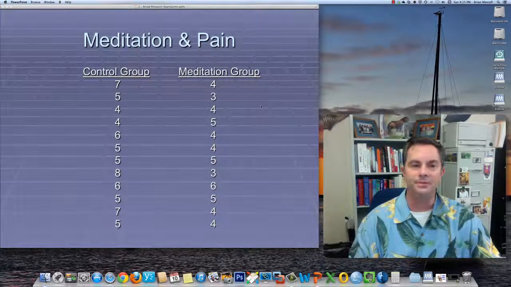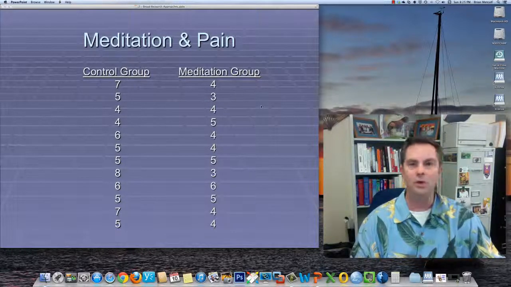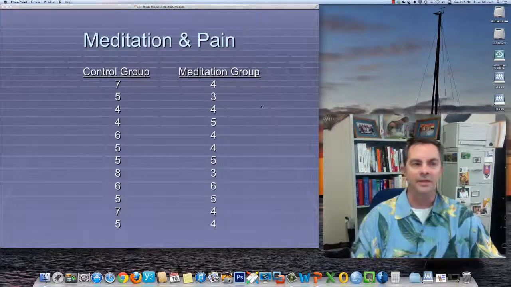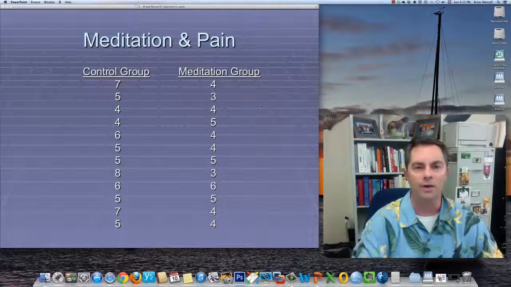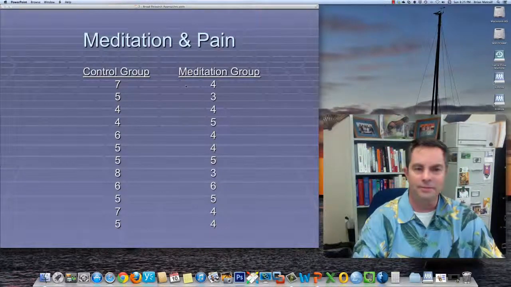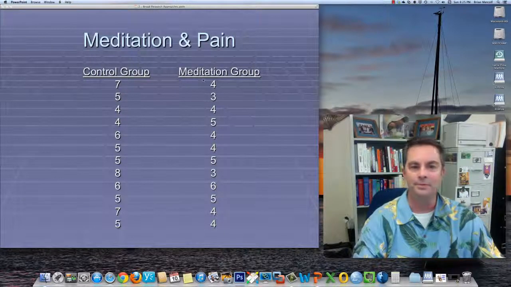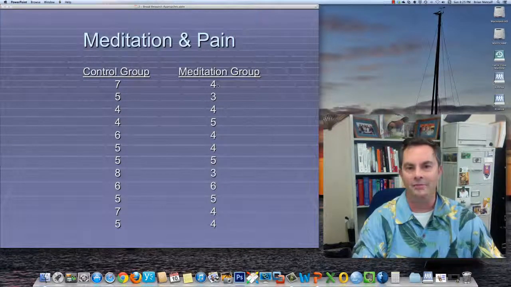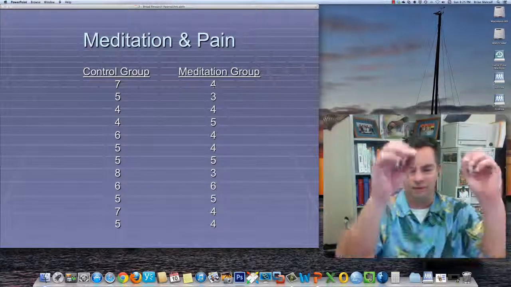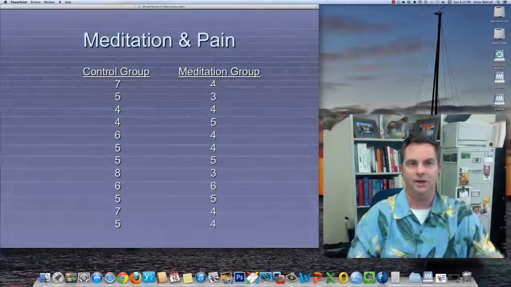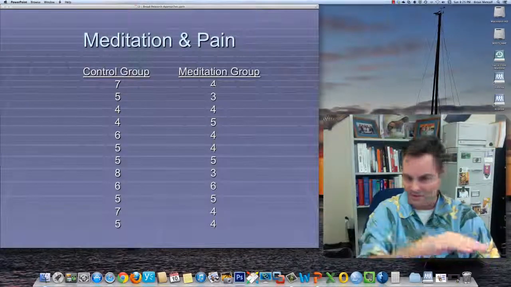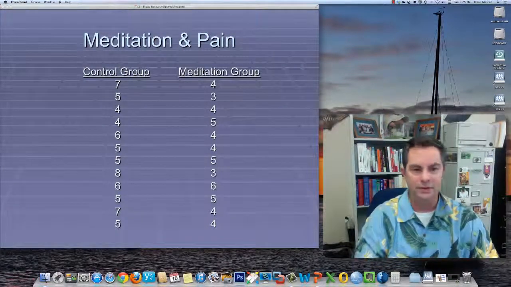Do those numbers in the meditation pile seem to be smaller, lower numbers, meaning less pain than the other group, or do they seem to be higher? Now, as you do that, ignore that they're not paired, okay? So this first person with the 7 in the control group has nothing to do with the person in this group with the pain level of 4. These are not the same persons. It's just random. I could have put them in any random order here. So don't look across. That's not the proper way to compare this.